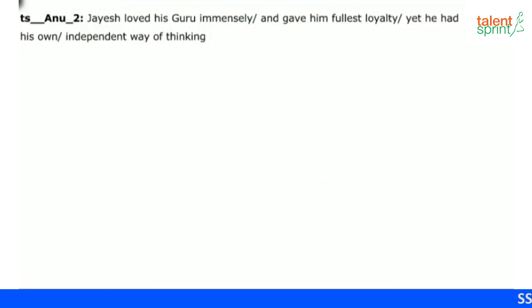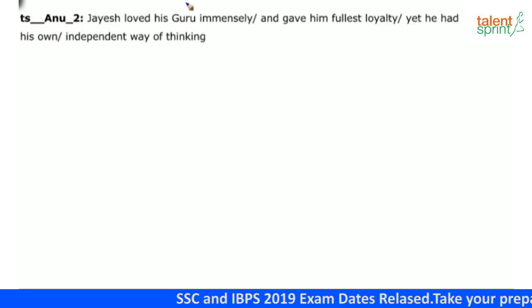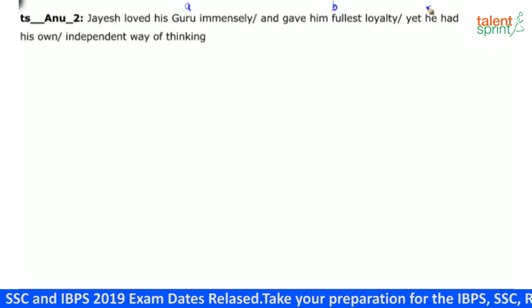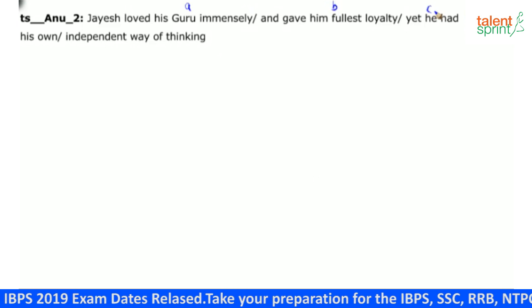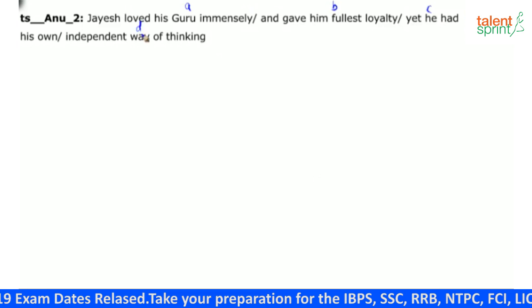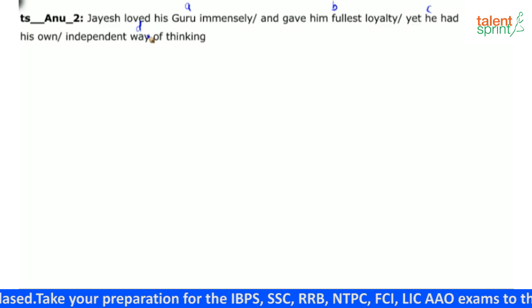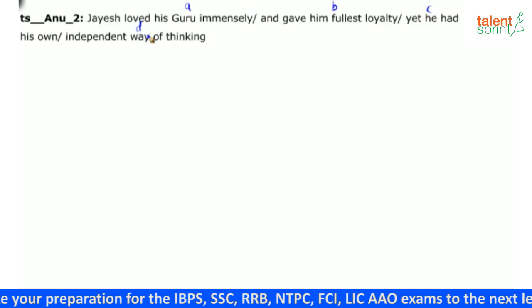The first question that we have is from Anu. As you can see, it is a finding error question. We have 1, 2, 3, 4 parts to this question, right? Jayesh loved his guru immensely. That's part A. And gave him fullest loyalty. That's part B. Yet he had his own. That's part C. Independent way of thinking. That's part D. Right? So 4 parts. And we need to figure out which part has the error.